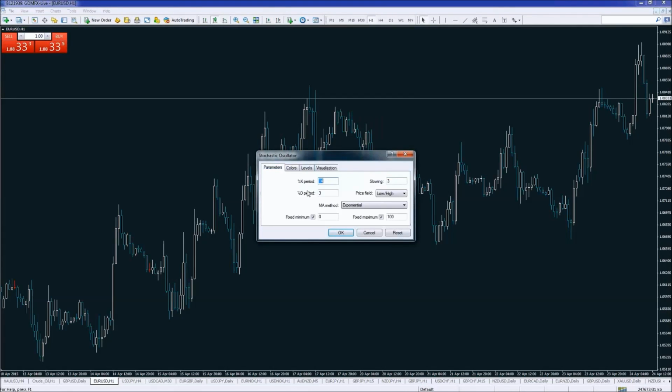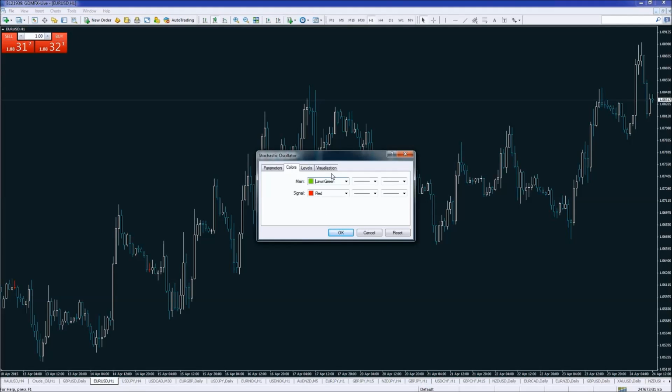So for the stochastic, you can see the parameters that I'm using for the D and K percentage periods is 14 and 13. And for the slowing moving average, we'll be using 3. However, here on the colors, what we will not need is the main oscillator. We're not really going to need it. So the one we will need is the signal line only.